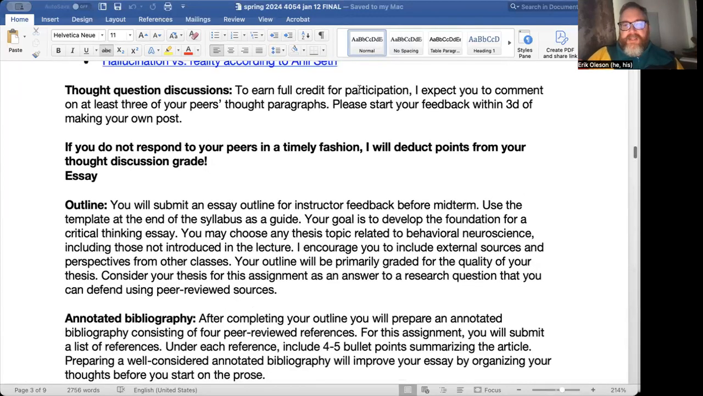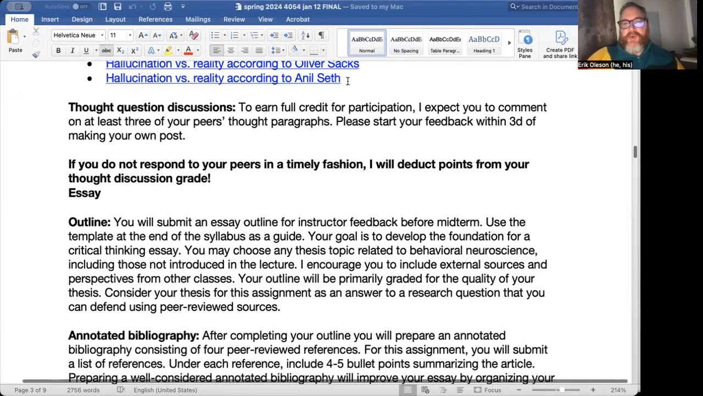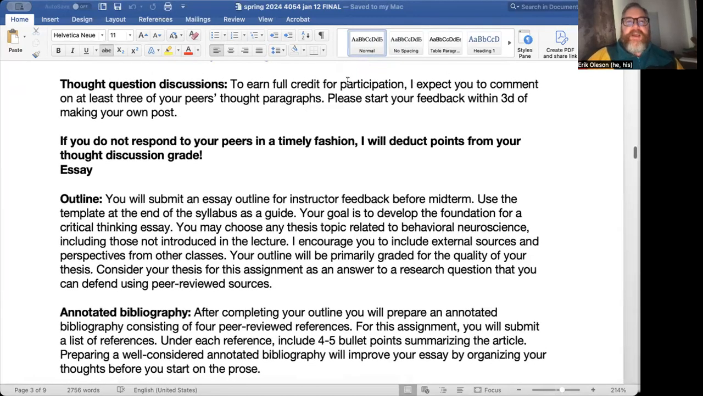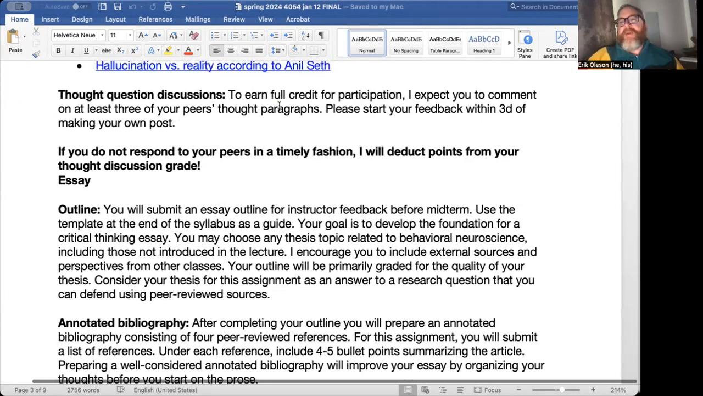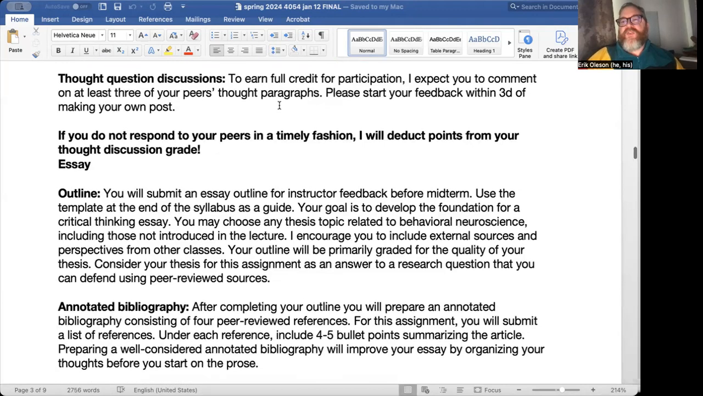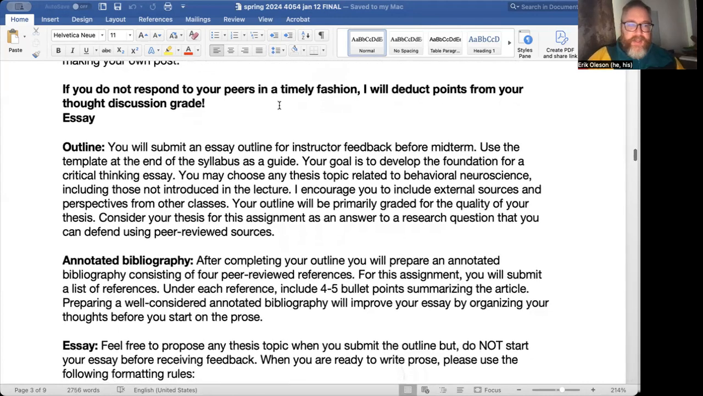So for each of these units, you will have to prepare that 200 to 300 word thought paragraph, post it, and then respond to at least 3 of your peers' thought paragraphs within 3 days of making your own post. If you are failing to make these responses to your peers, I will deduct points from your critical thinking paragraph.